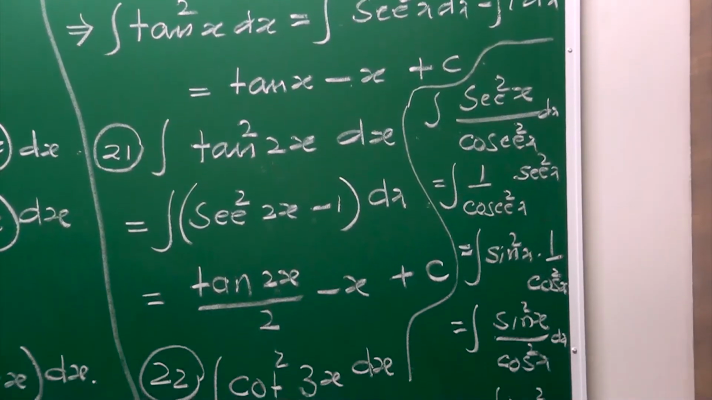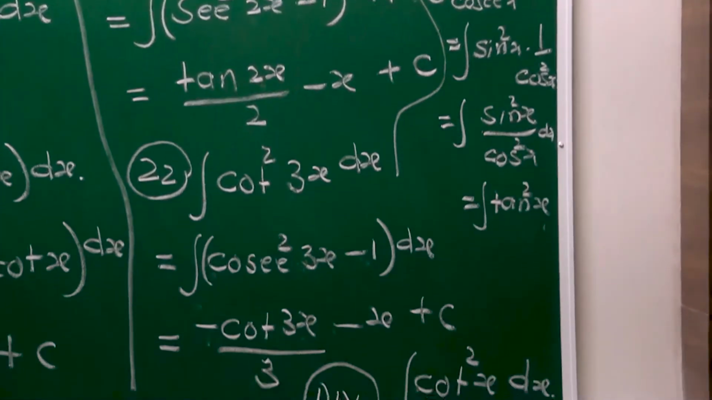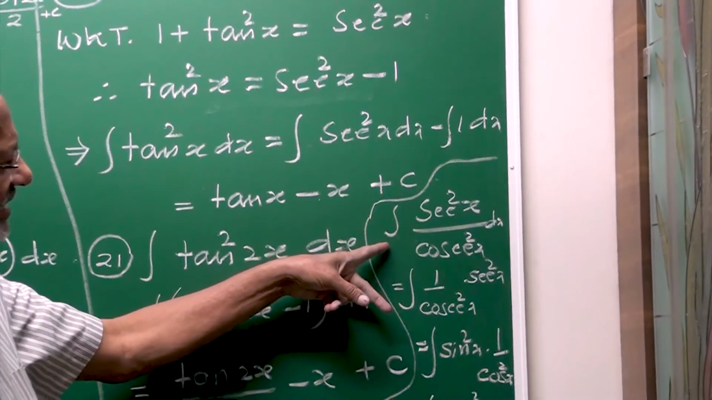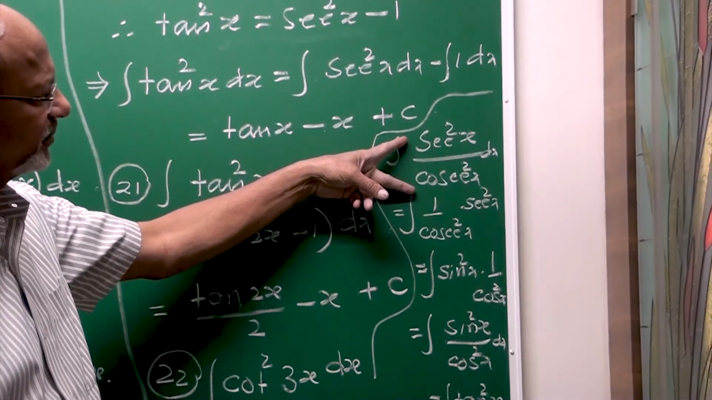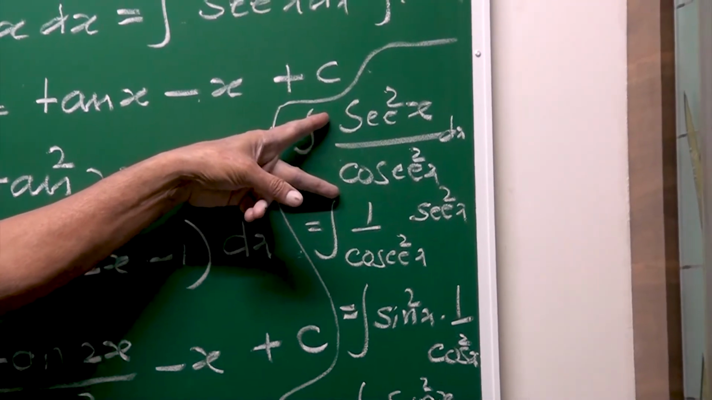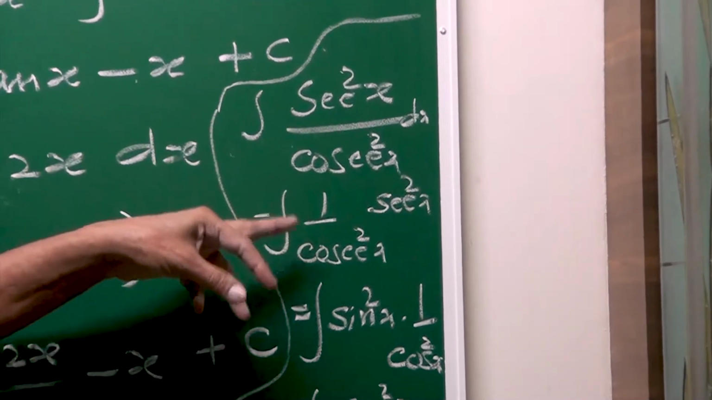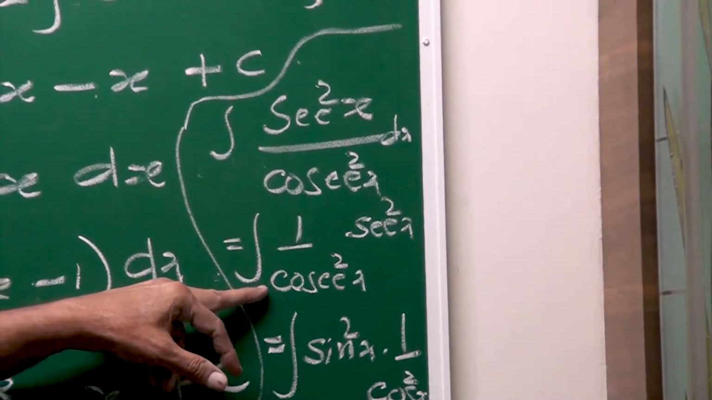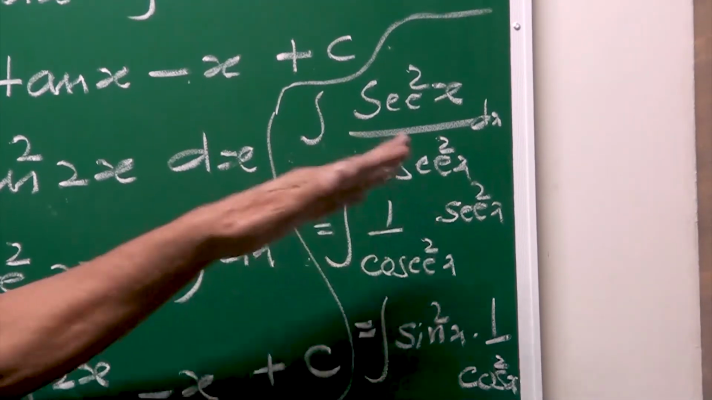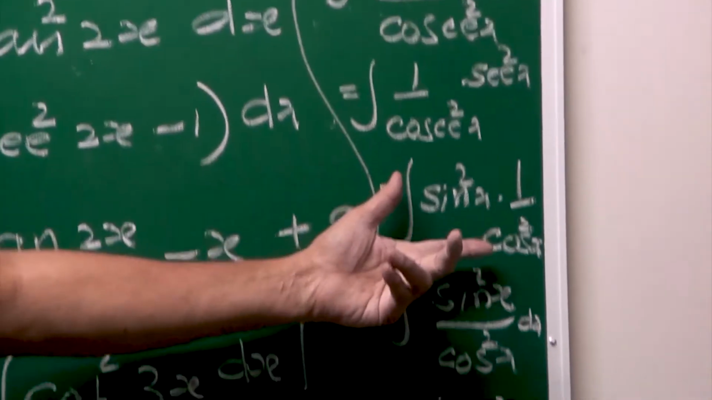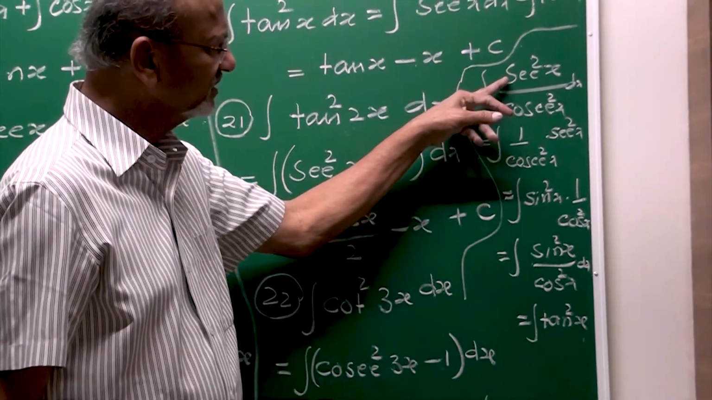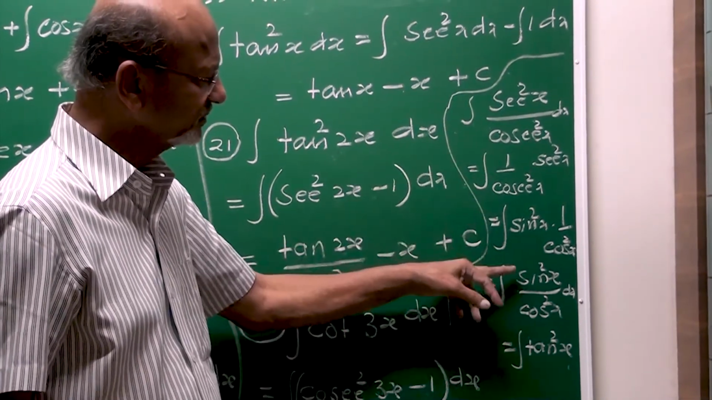Yes, my friends. I hope you copied this. See, the same example of tan square. They have given: evaluate integral sec square x upon cosec square x. This form is given in your textbook, my friends. Now you can simplify it. 1 by cosec square into sec square. Cosec square lifts to sine square, sec square pushes down to cos square. Sec square upon cosec square becomes sine square upon cos square.